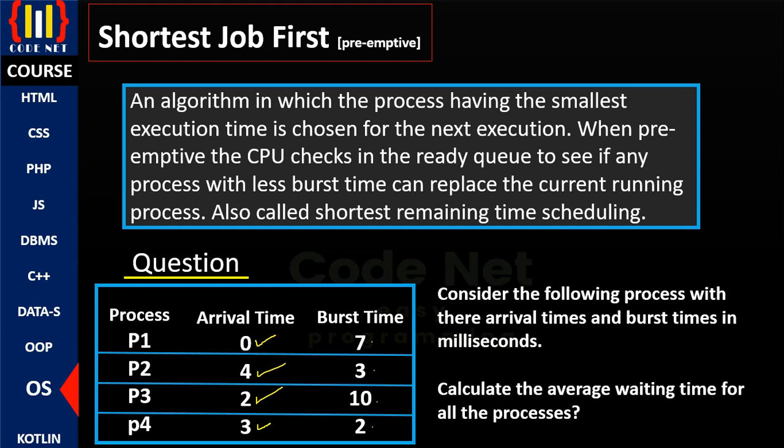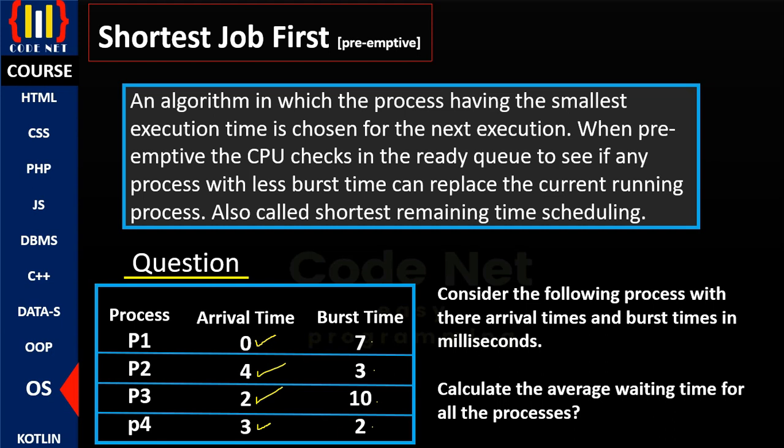If we were to ask ourselves which one has the smallest burst time or execution time, we would say process 4 has the smallest execution time, followed by process 2, followed by process 1, followed by process 3. The question is, calculate the average waiting time for all the processes.